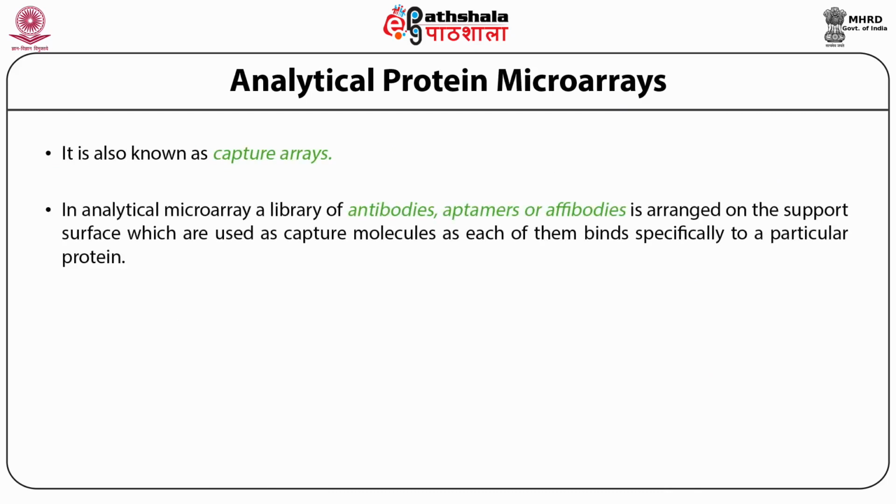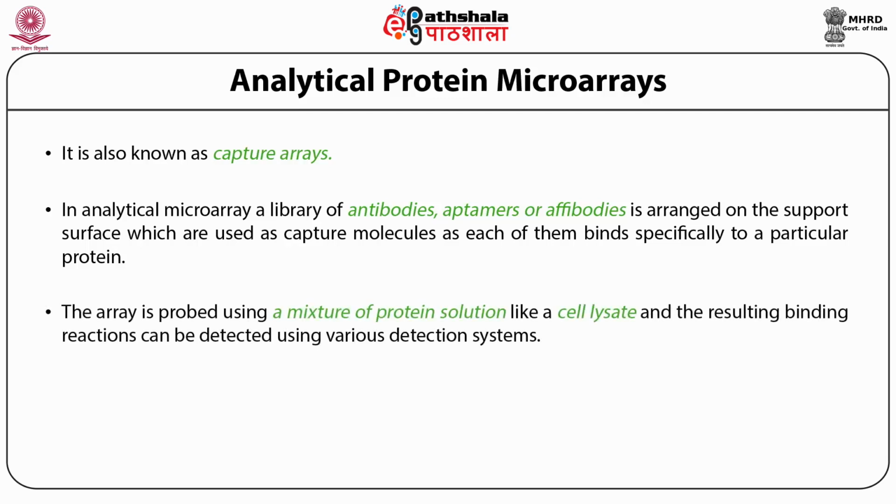In analytical microarrays, a library of antibodies, aptamers, or affibodies is arranged on a solid support surface, which are used to capture molecules as each of them binds specifically to a particular protein. The array is probed using a mixture of protein solution like a cell lysate, and the resulting binding reactions can be detected using various detection systems.